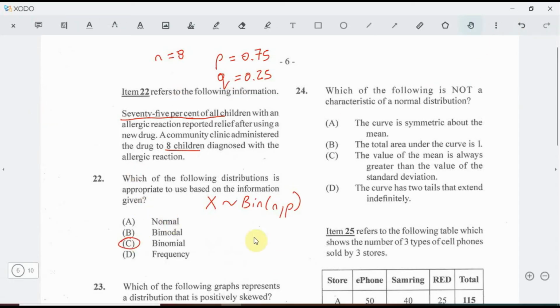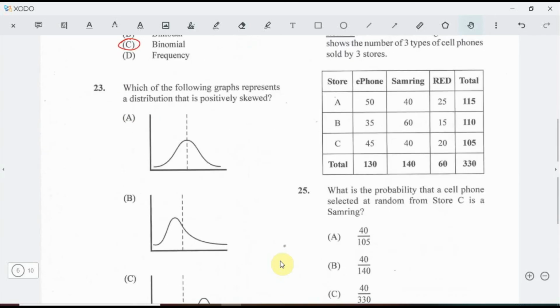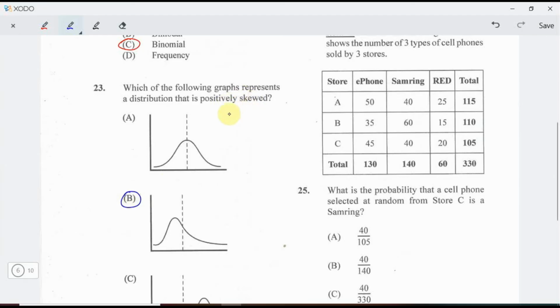Too easy. Nice. Question 23 says, which of the following graphs represents a positively skewed distribution? Easy. Option B. Remember the formula for skewness. Skewness is equal to mean minus mode, or it is equal to 3 times (mean minus median). That's the formula to find skewness. And when skewness is greater than 0, that's when it's positively skewed. It's positively skewed when it's shaped like this one.